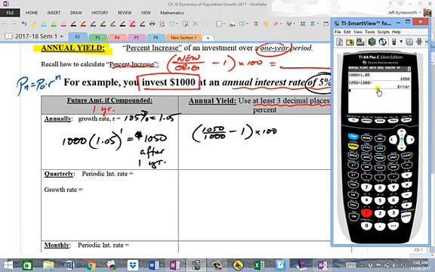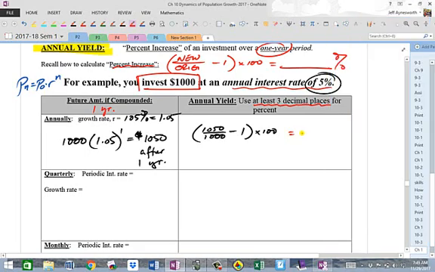Oh, you have to actually put the numbers in. So let's try that again. 1,050 divided by 1,000, minus 1. See, now that gives you a decimal. To change it to percent, you multiply it by 100, and you get 5%. So that's a 5% yield, where yield means gain.